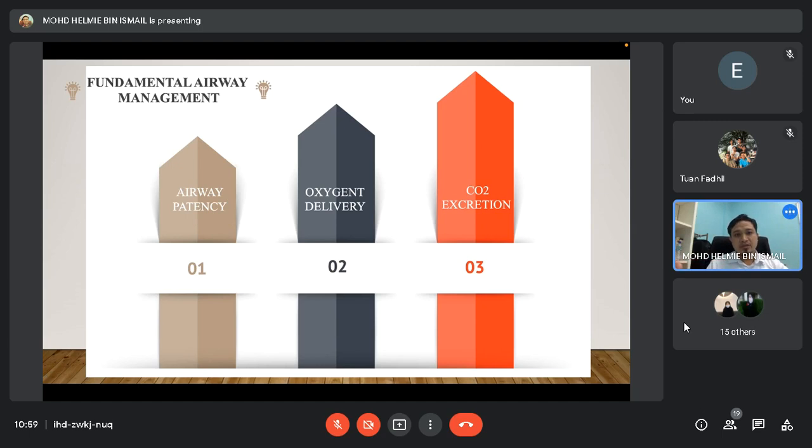Even though you open up the airway, it doesn't ensure that the airway is patent. You need to open up the airway and then make sure the airway is patent. That's the first target. And then the second target is, once you open up the airway and the airway patency is okay, you can give the oxygen to this patient. And then of course, lastly you need to excrete the CO2 ataupun carbon dioxide gas.